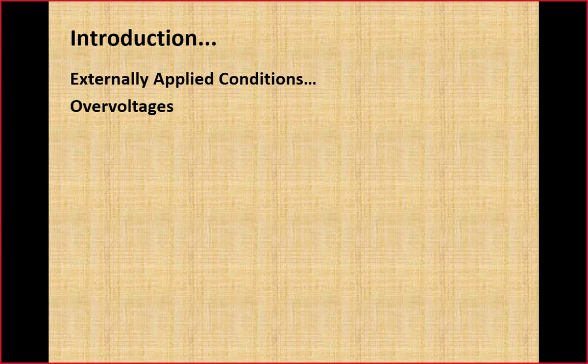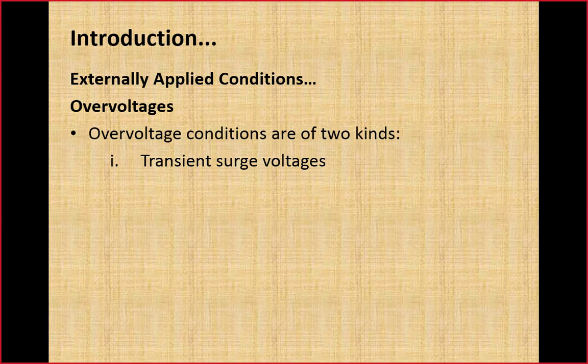Now we have another externally applied condition, which is over voltages. This condition, over voltage and reduced frequency, that we discuss next, has the same impact. Our voltage can be of two types. First is transient surge voltages, and second is power frequency over voltages. This transient over voltage and power frequency over voltage we have discussed in relation to the rotating machinery as well, for generators. So same thing here.